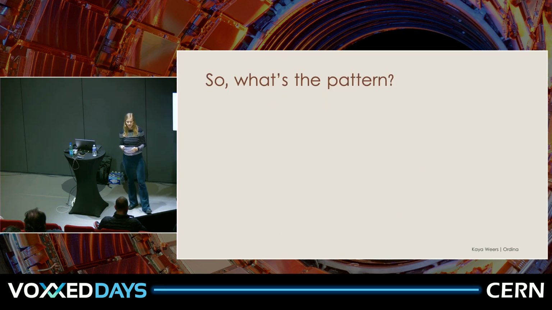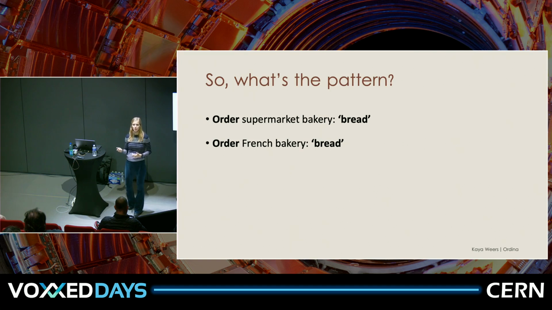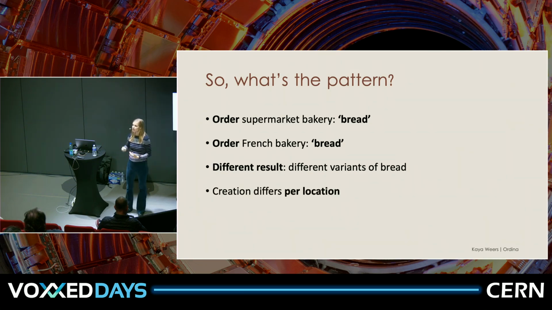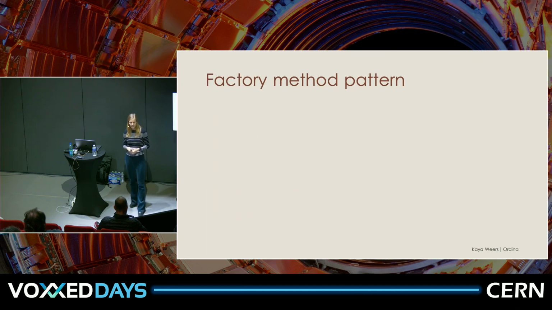So what we see here is they go to the supermarket bakery and order bread. Then they go to the French bakery and they order bread. But they get a different result. They get a different variant of bread. So depending on the location, they get a different bread, but they still get bread. So that's what we call the factory method.